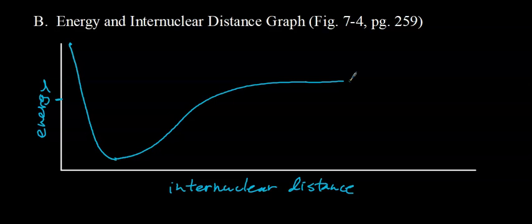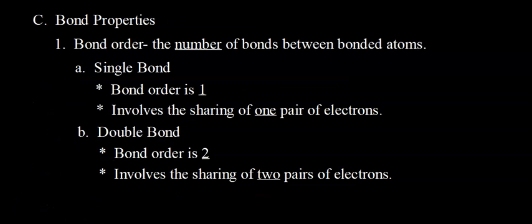So where that energy is a minimum represents the optimum distance between the nuclei in that covalent bond. And so that's how far apart the atoms will be from each other, where the attractive forces and repulsive forces counteract each other. And we get the most stable arrangement of those atoms. All right, let's go through the properties of covalent bonds.